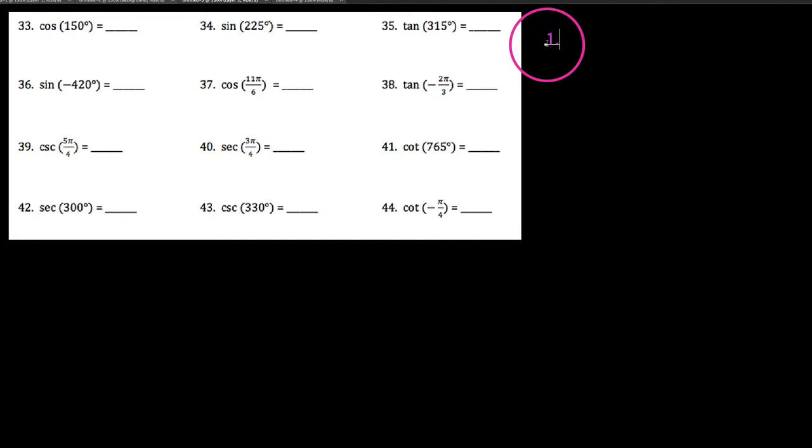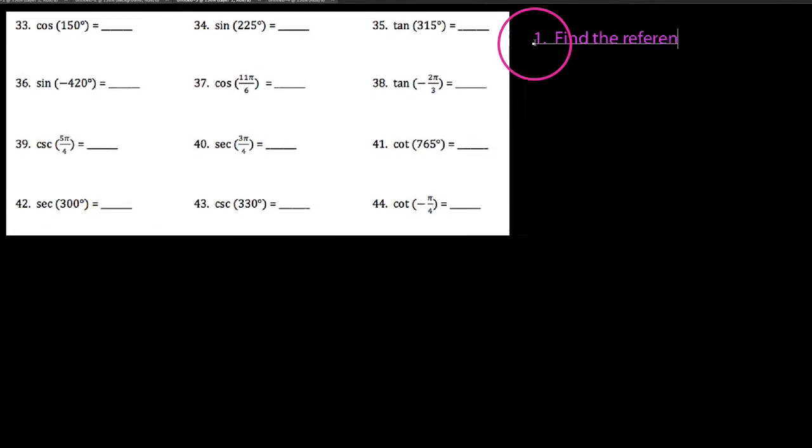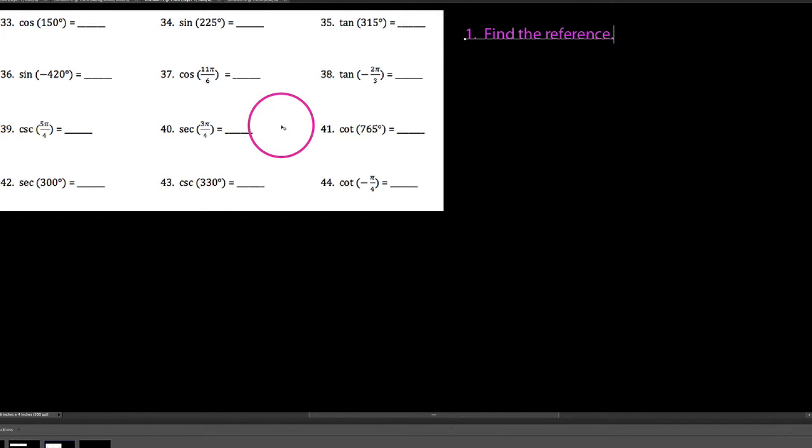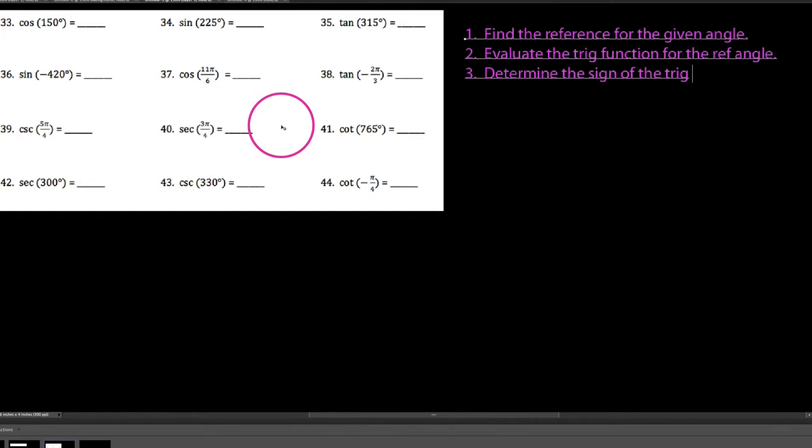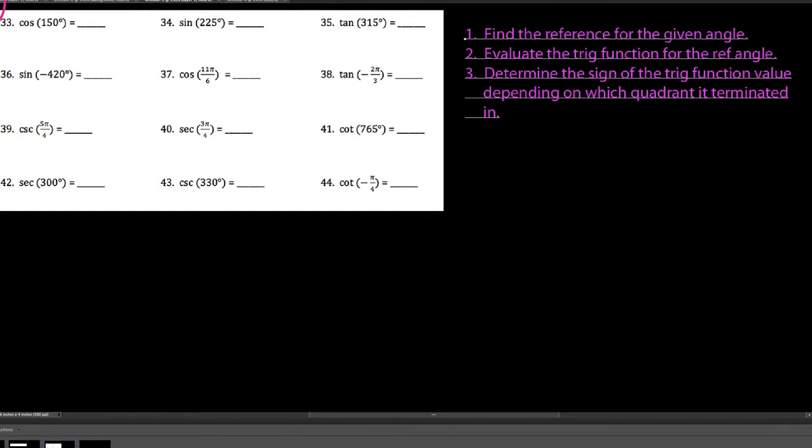Step number one is going to be to find the reference angle. So we want to know the reference angle for the given angle on any of these that you see here. And then the next thing we're going to do is evaluate the trig function for the reference angle. Basically, we're going to use the reference angle instead. And the last step here is going to be to determine the sign of the trig function value depending upon the quadrant that it terminates in, okay?